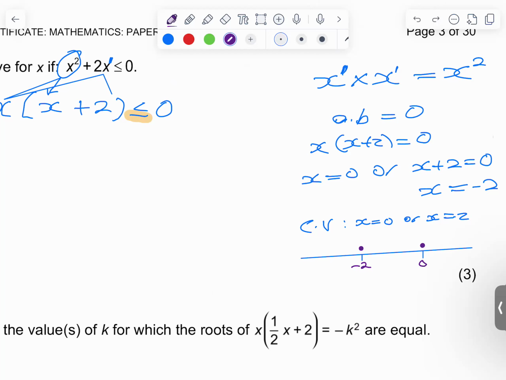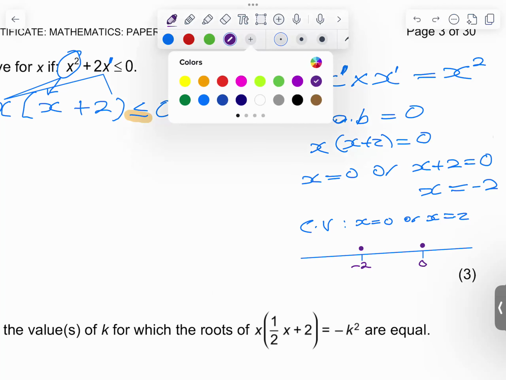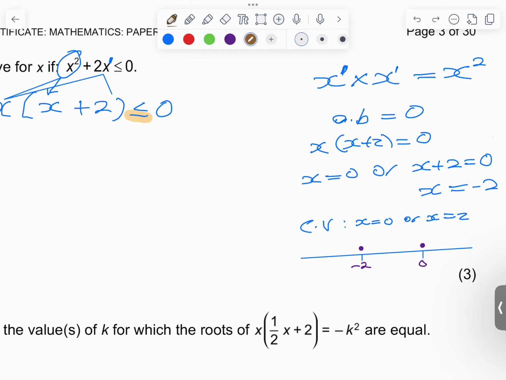Then you're going to choose any number that is less than negative 2. I'll choose negative 3. And then choose any number that is between negative 2 and 0. I always choose the easiest, negative 1. Then a value that is greater than 0, I'll just choose 1.